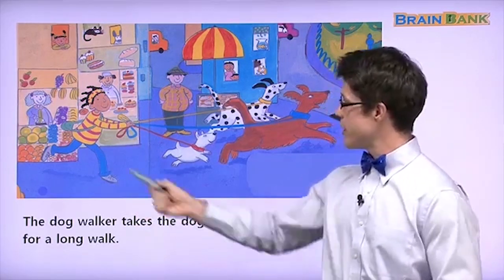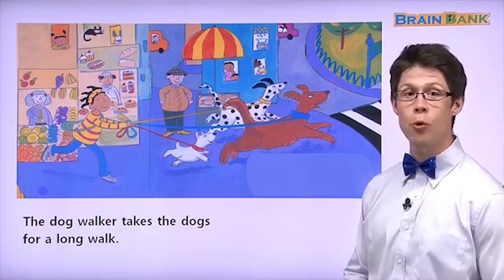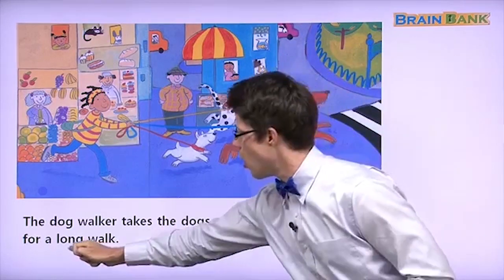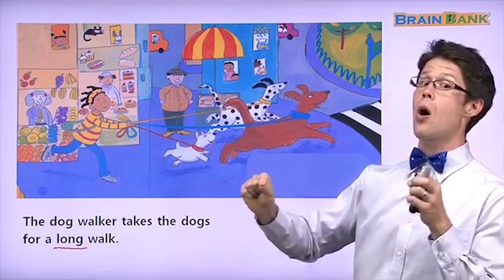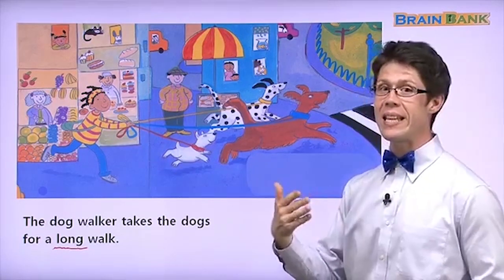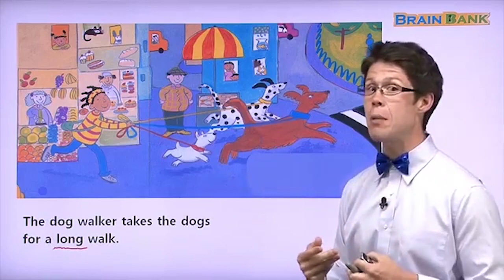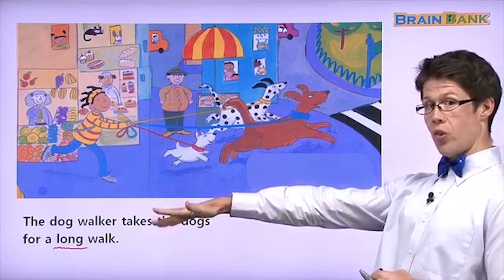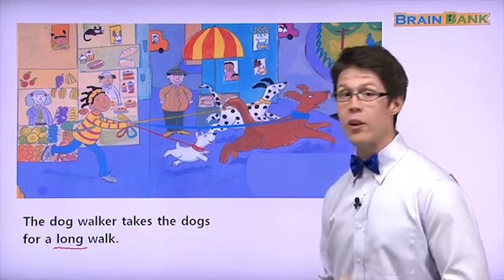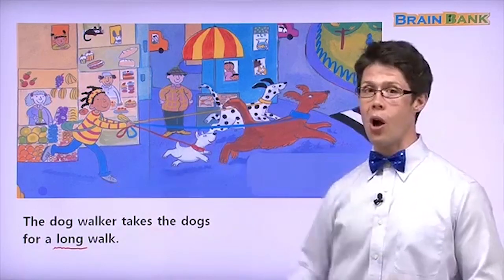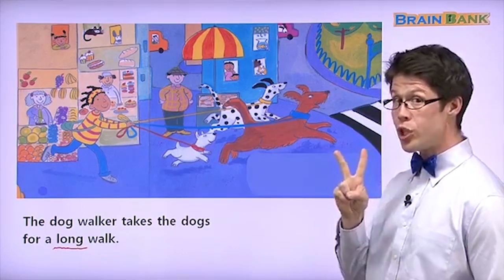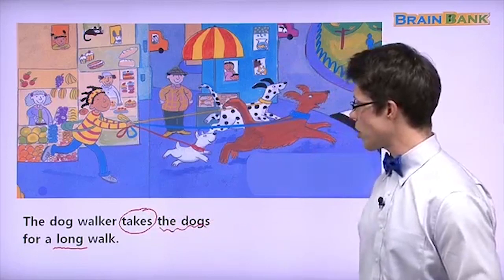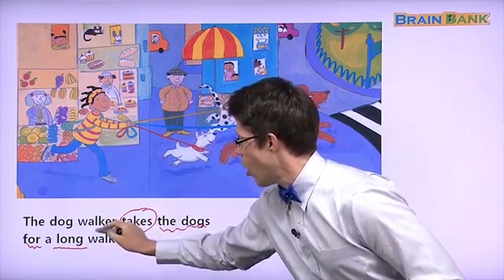The dog walker, here we go, takes the dogs for a long walk. 시간 많으면 long. Okay, this is a long story. 긴 이야기. It's a long story. 시간 많은 이야기. Long story. My arm is very long, right? I have a long arm. Here, they're going for a long walk. All right, maybe 한 시간, 두 시간. That's a long walk.